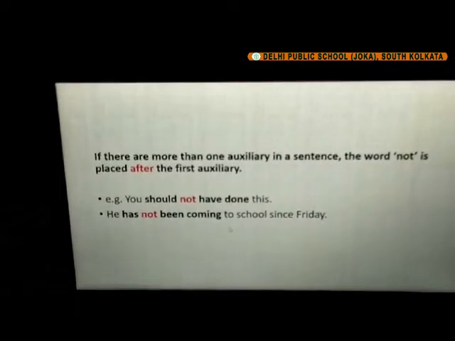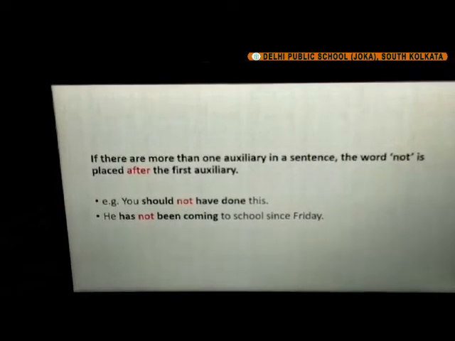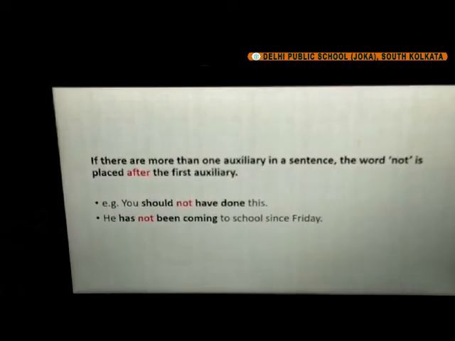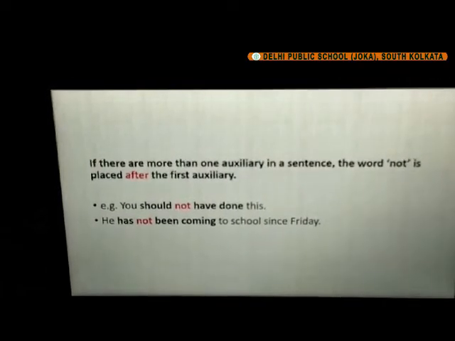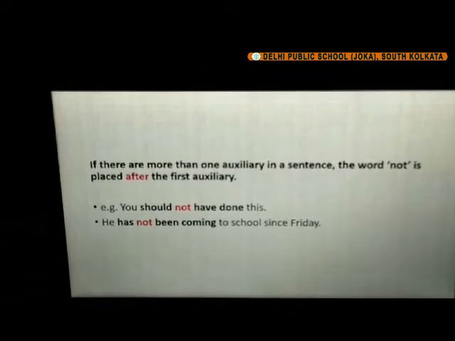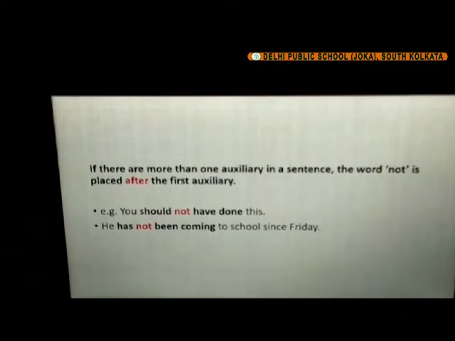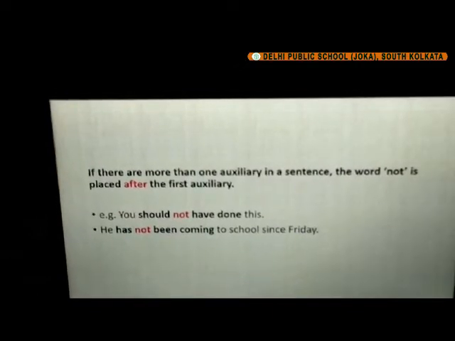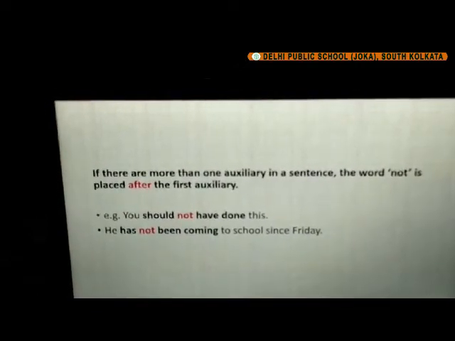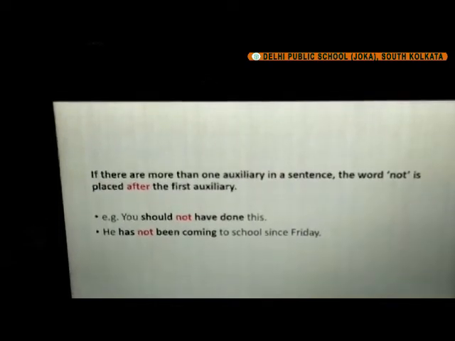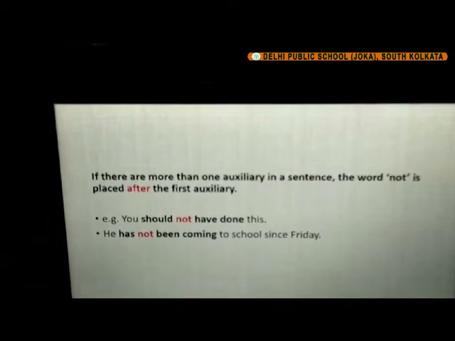Okay, now you can have sentences where more than one auxiliary verb is present. For example, you should have done this. Here, done is the main verb. Should and have are both auxiliary verbs. So what do you do in such cases? You introduce the negative word not right after the first auxiliary verb.